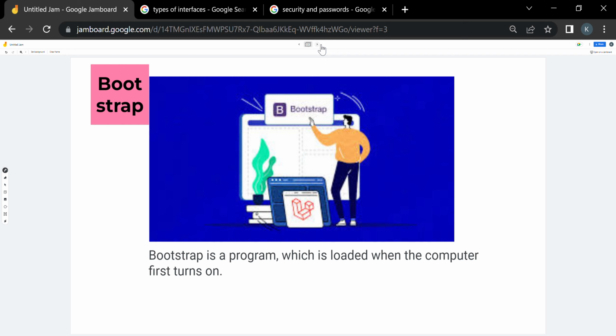Another connected term is bootstrap. Although these two terms are very close to each other, bootstrap is in fact derived from the word booting. Booting is the process of starting up the computer. Whenever the computer starts, a bootstrap program is loaded at its initial turning on, and then it refers to its firmware.